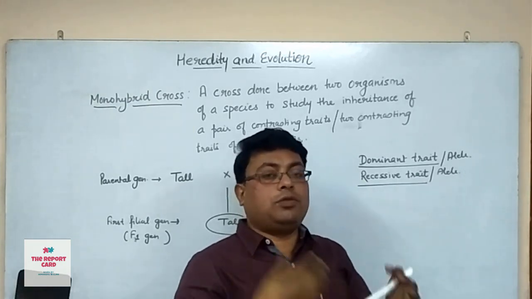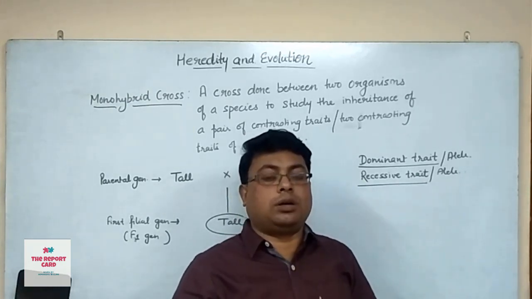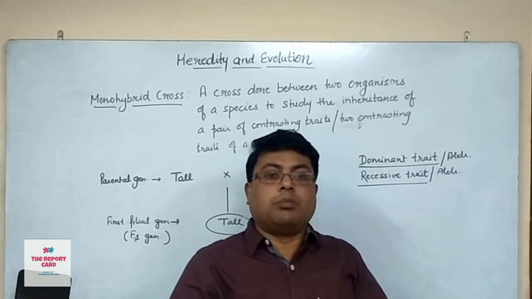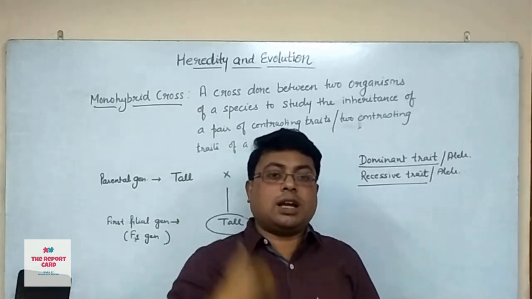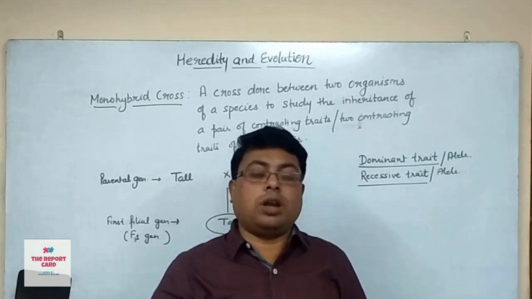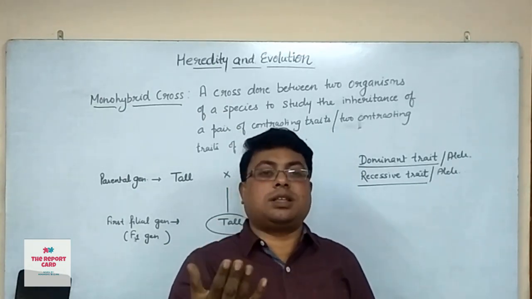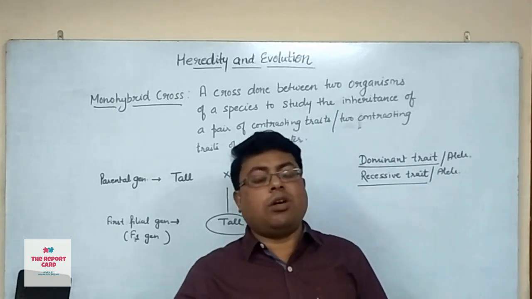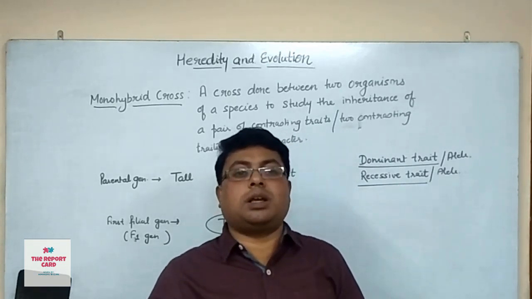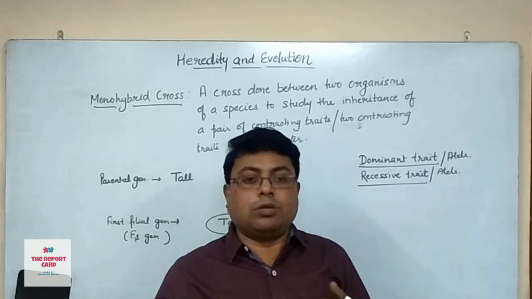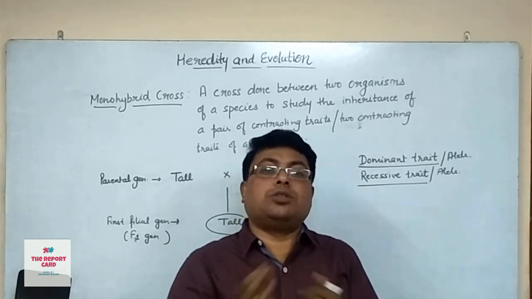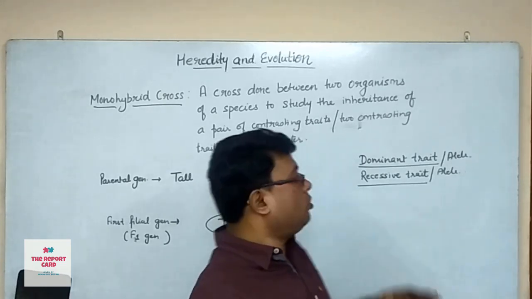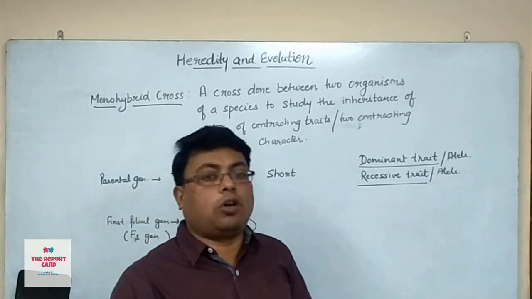Suppose you have a gene of tallness and a gene of shortness in your body, but you are tall. That means the gene of tallness has expressed itself phenotypically, and the gene of shortness could not express itself phenotypically or physically, hence you are not short. You are tall because of that, right? So this is what the law of dominance is.